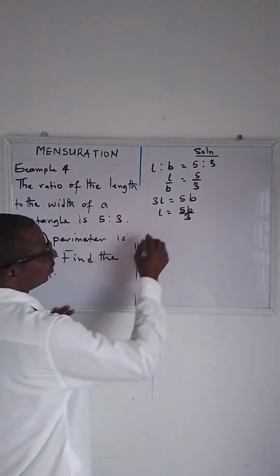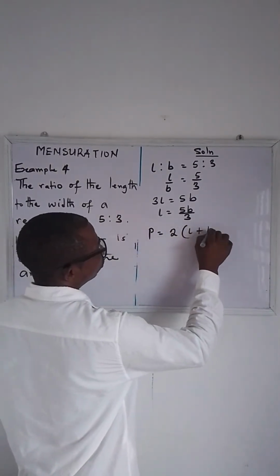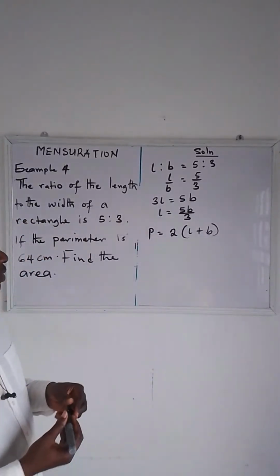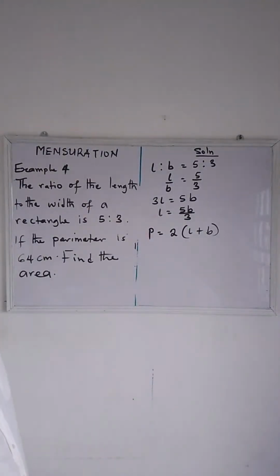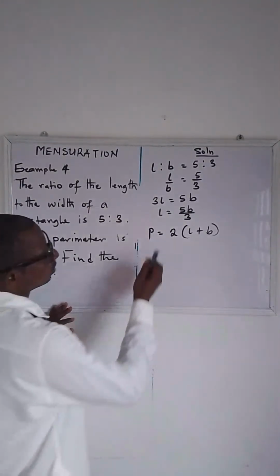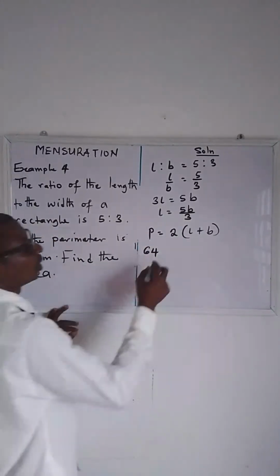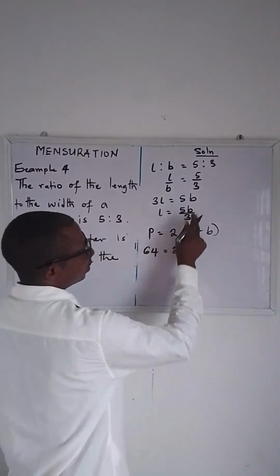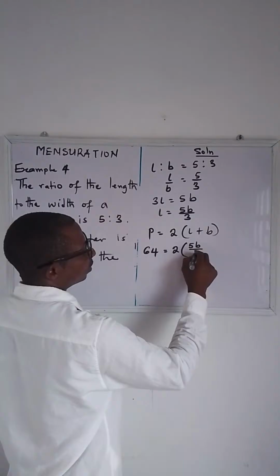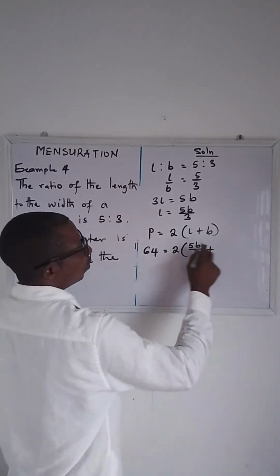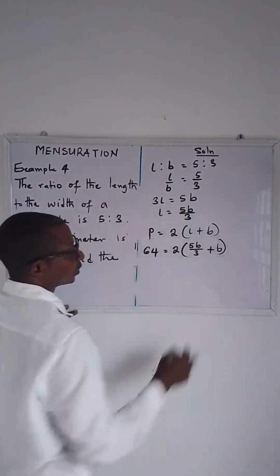So don't forget the formula for perimeter of the rectangle. That is 2 open bracket length plus breadth. So let us plug in the values of the length and the breadth. We have 64, which is the perimeter given in the question, equals 2 times, what is L? L is 5B over 3, plus what is the breadth? The breadth is B. That one did not change. So that is what we have.